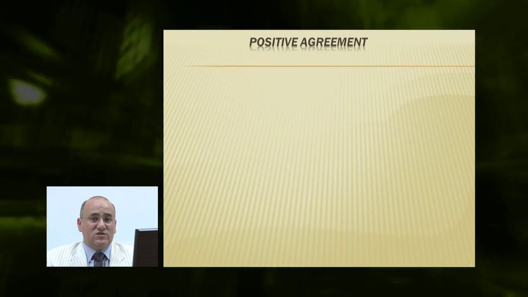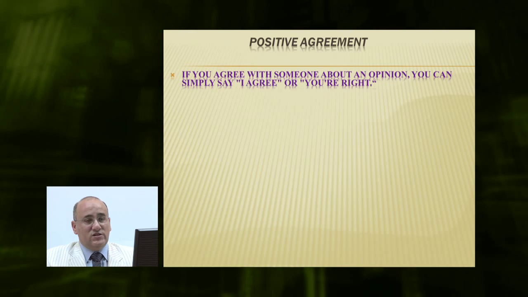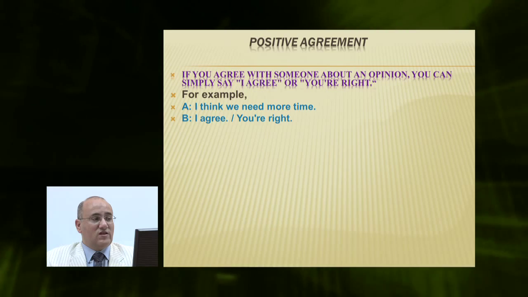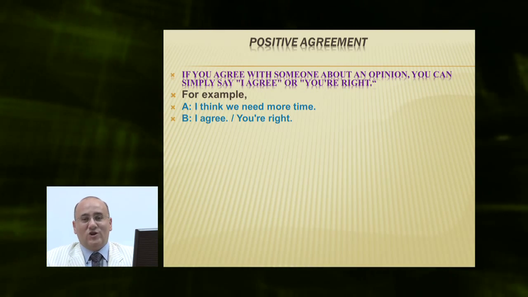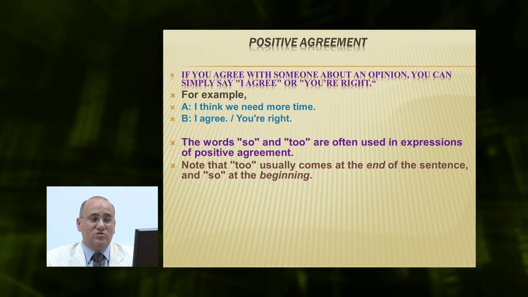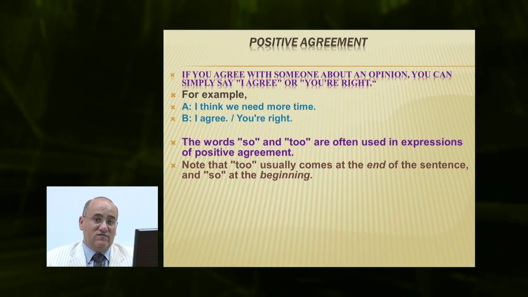Now, positive agreements with examples. If you agree with someone about an opinion, you can simply say, I agree, or you are right. This is the simple way to say it. But we can express this in other ways. For example, I think we need more time. I agree. You are right. The words so and to are often used in expressions of positive agreement. Note that to usually comes at the end of the sentence and so at the beginning. Follow these examples.